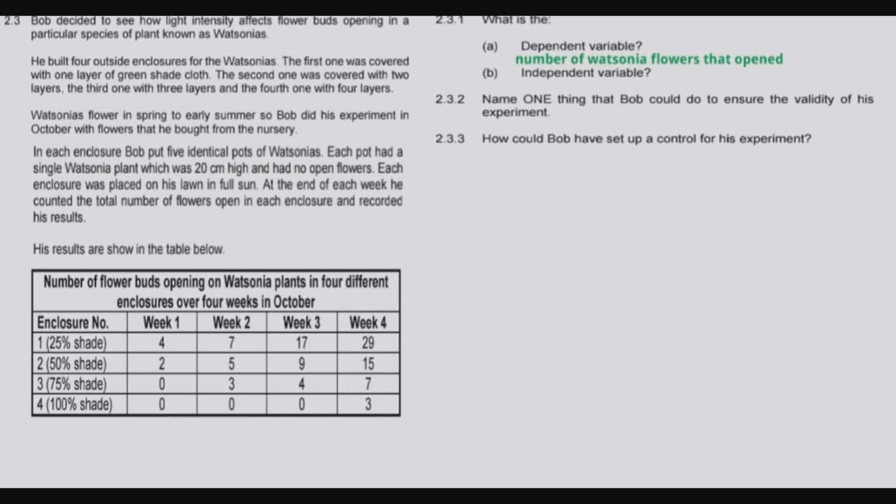Okay, question 2.3.1 is as follows. Independent variable. What is the independent variable? Okay, so the independent variable is light intensity. Light intensity is the independent variable.